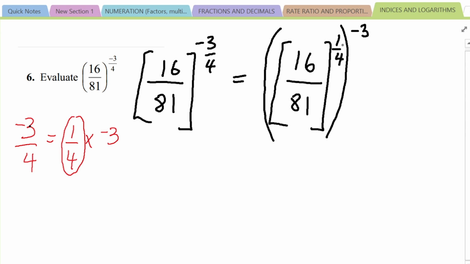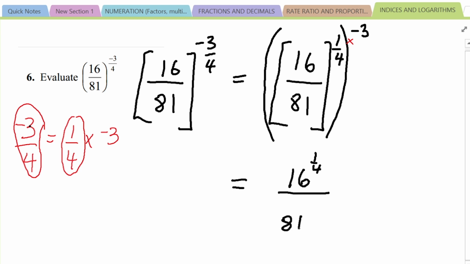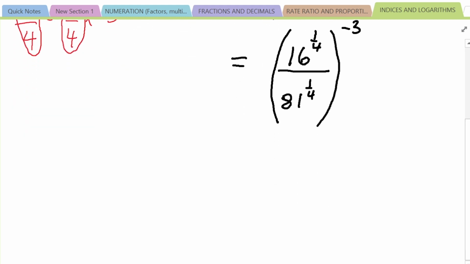Now this is more like there is a multiplication sign here in between. A quarter times negative 3 gives us negative 3 over 4. But I've just decided to split them into two like that. So after doing that, this is going to be equal to 16 to the power a quarter over 81 to the power a quarter, but this whole thing is still to the power negative 3. So now let's deal with these things individually.